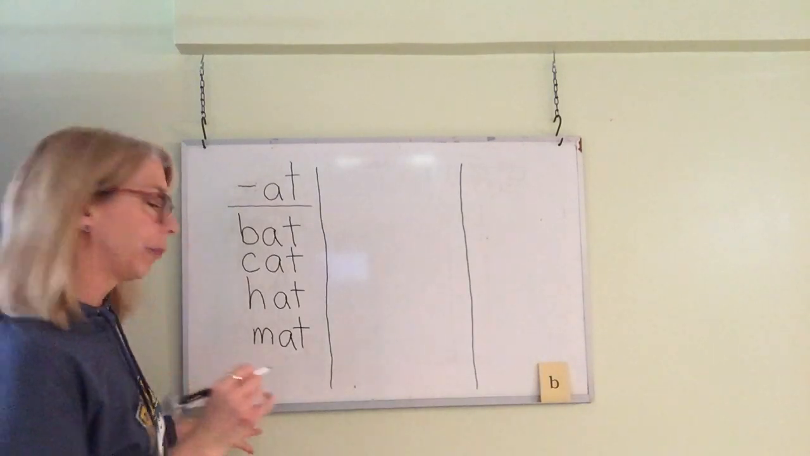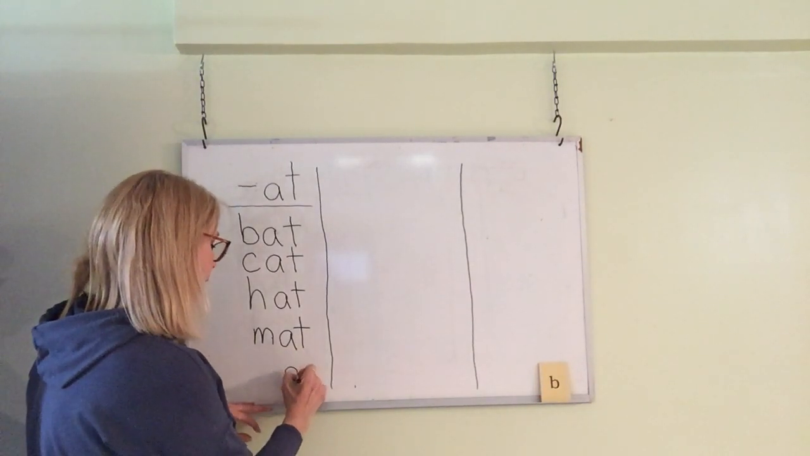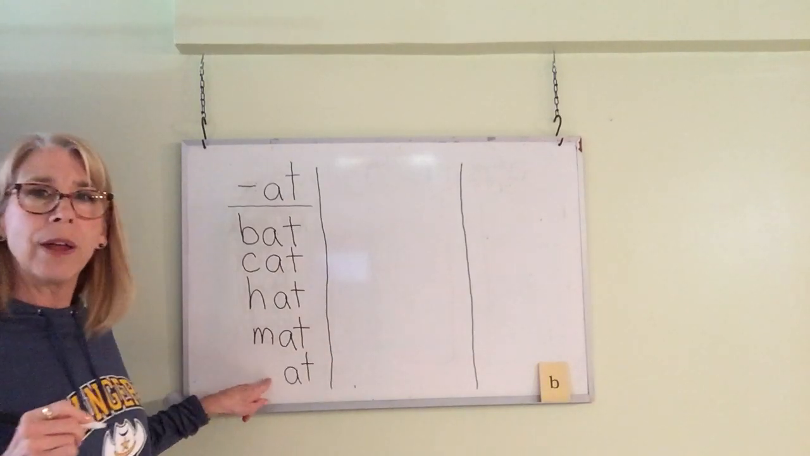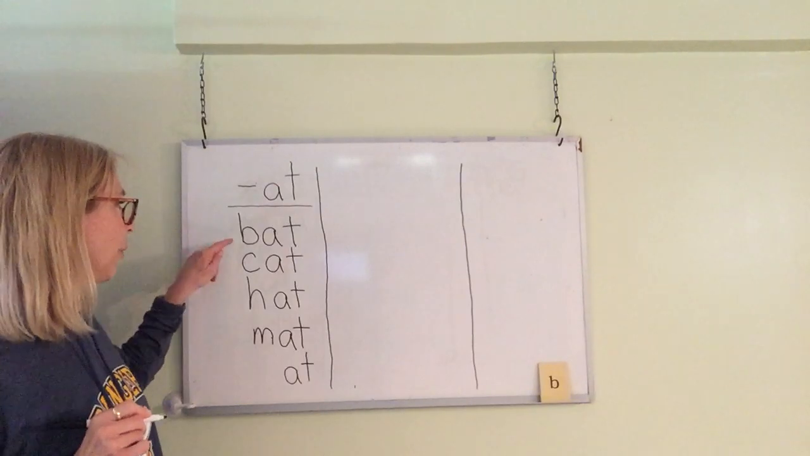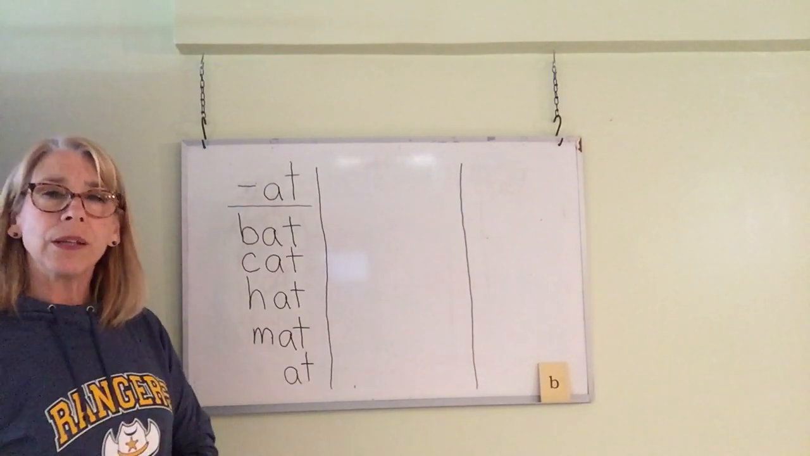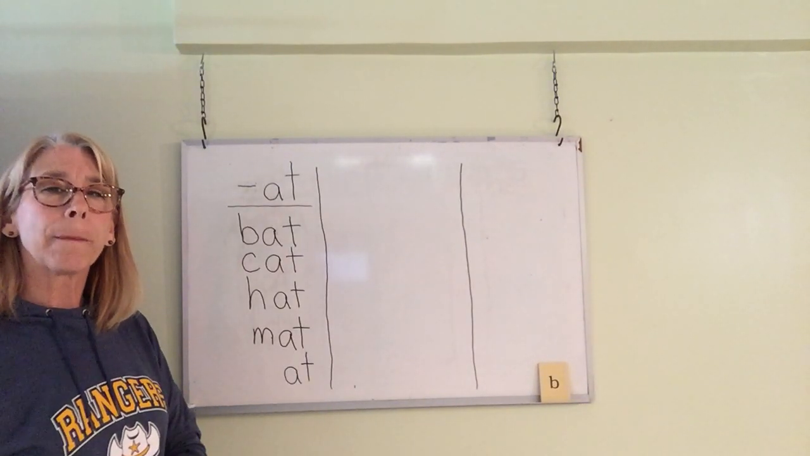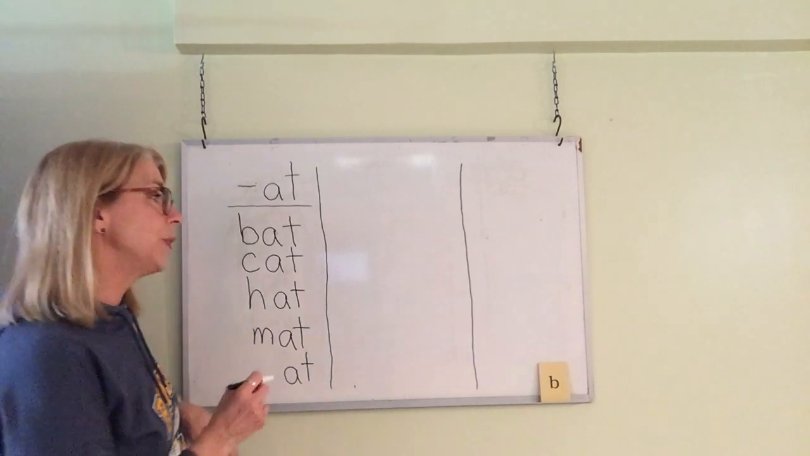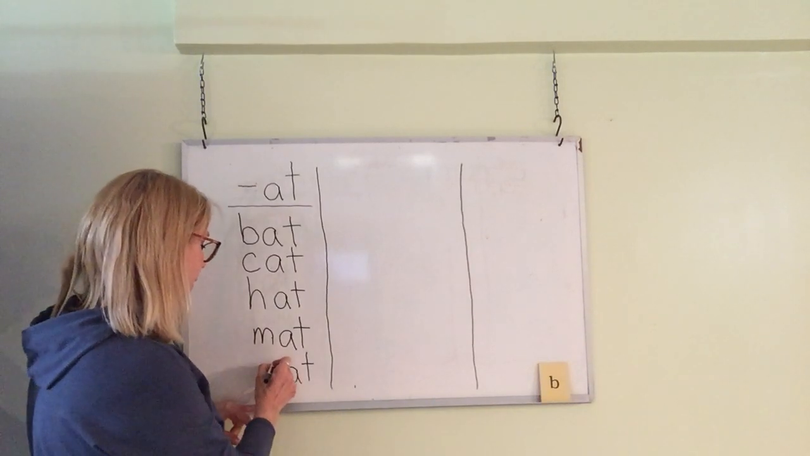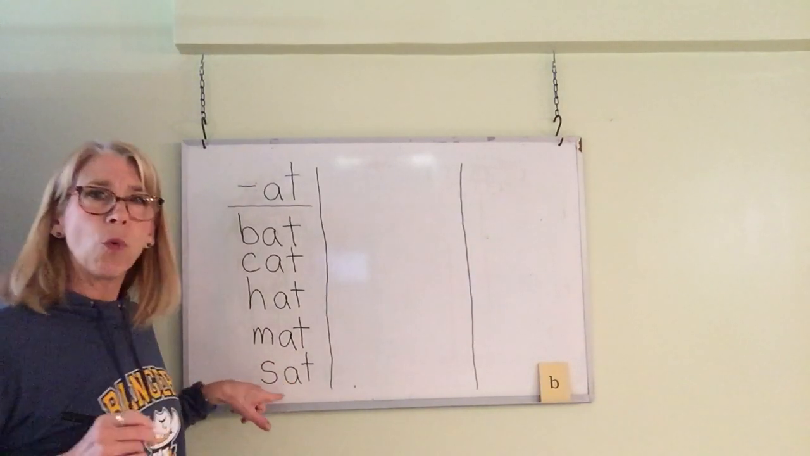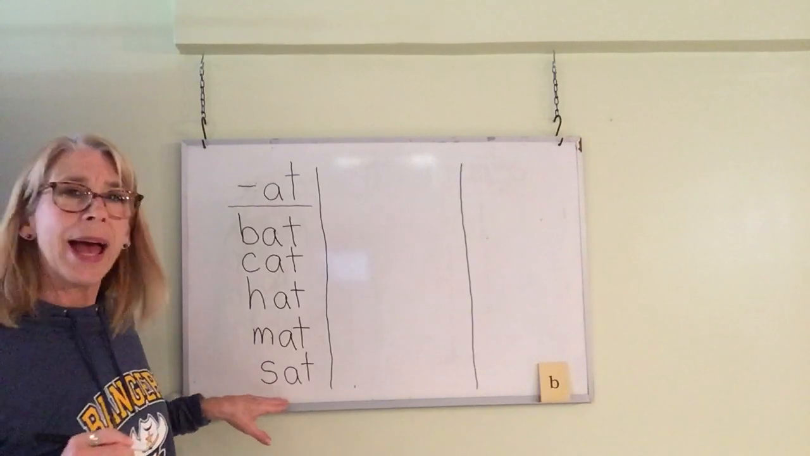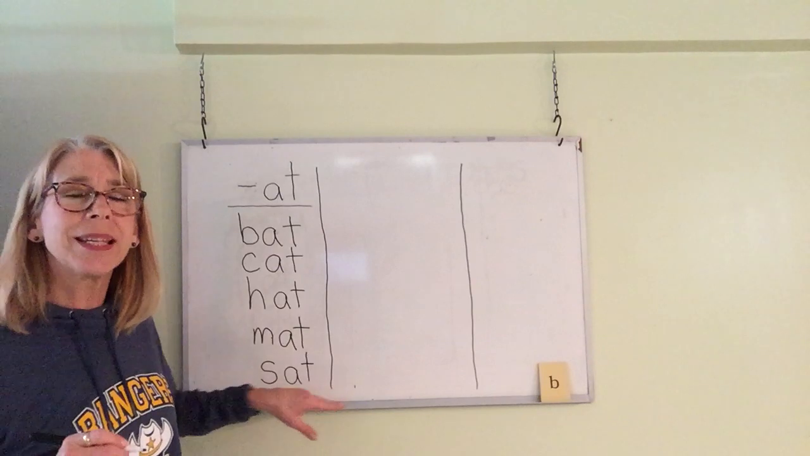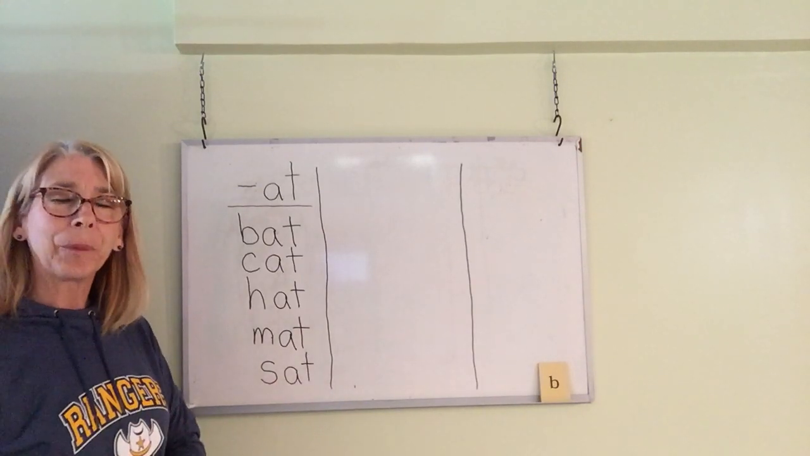How about this? I'm going to write my word pattern, at. You think of a letter to put in here that's different from the B, C, H, and M. See if you can come up with one. Did anybody choose the S? What word did you make? S, at, sat. You made the word sat.